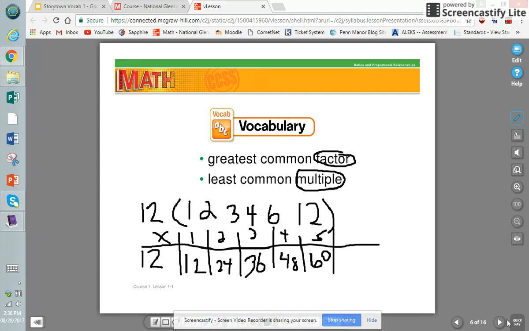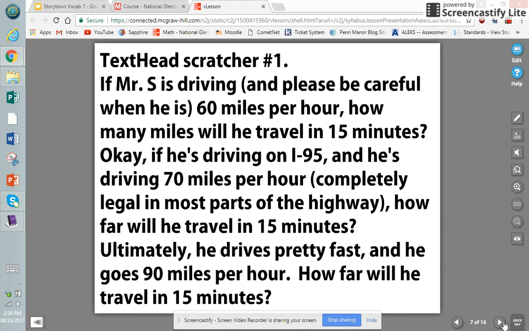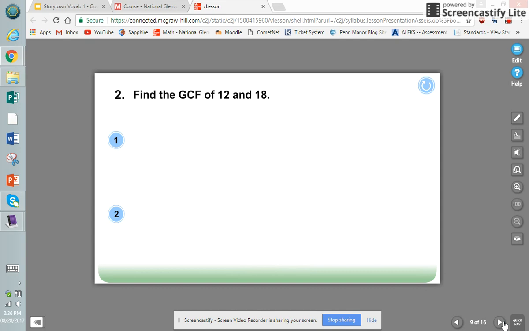So let's get to the nitty gritty very quickly. These are fun. When I'm trying to find the greatest common factor of both 12 and 18, step 1, what are all the factors of 12 and 18? Very quickly, let's take a look here. For 12, 1 and 12 would be our first set of factors. 2 and 6. And 3 and 4.